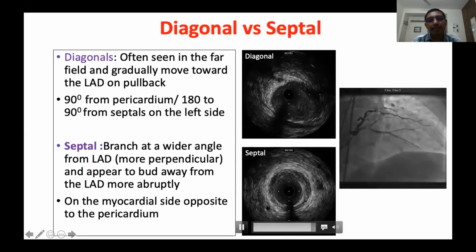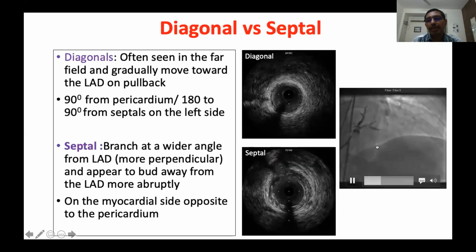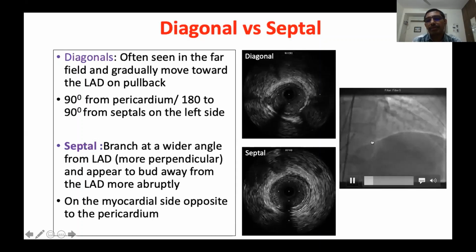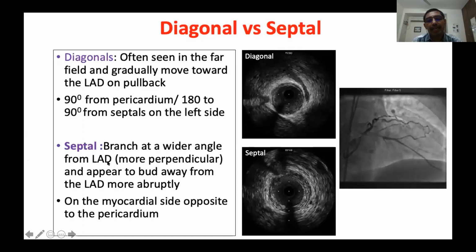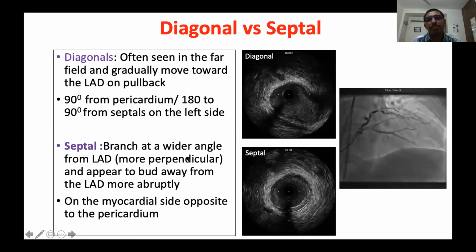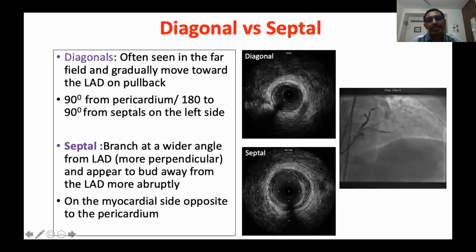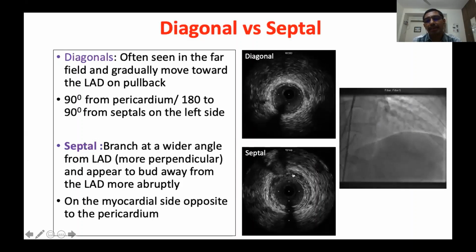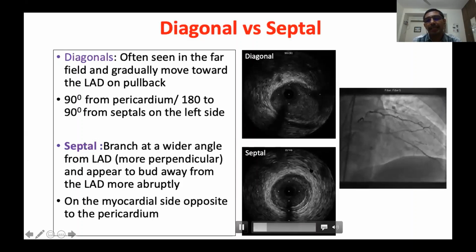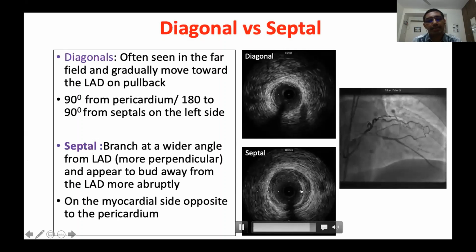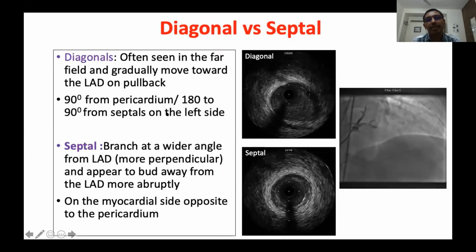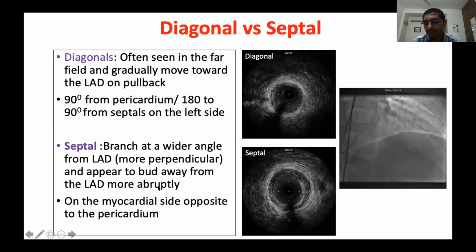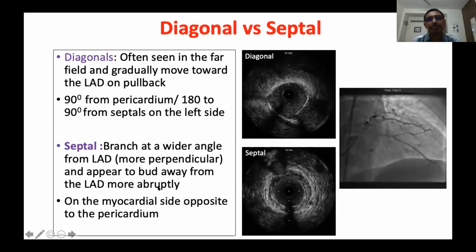And how do you identify septal branches? You all know the septal branches: they just originate and go perpendicularly into the myocardium. So the branch which has a wider angle from the LAD, which is more perpendicular, and appears to just bud away from the LAD abruptly. You can see that it just buds away from the LAD, rather than being seen from the far field and coming in to join, and it comes on the myocardial side. So this is how you differentiate between diagonals and septal branches on IVUS imaging.